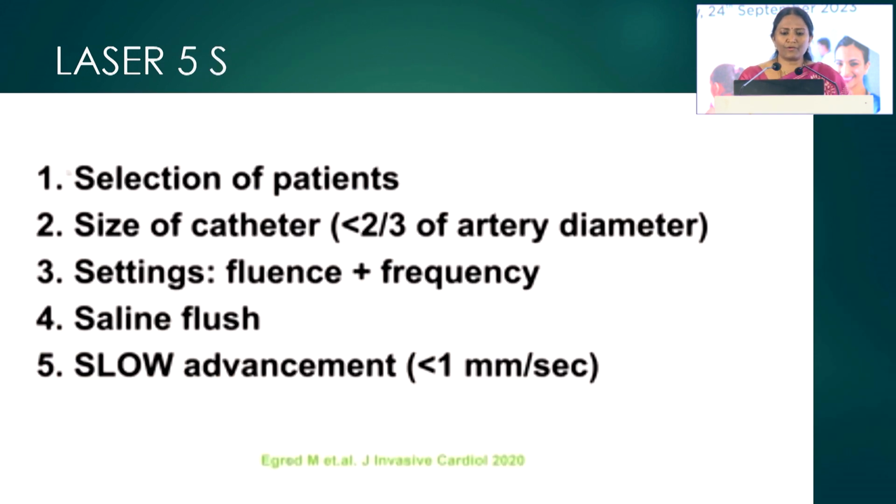So for the success of the laser, the 5 A's are needed: selection of the patient, size of the catheter, which should be less than 2/3 of the artery diameter, and the settings, especially the fluence and the frequency, and a saline flush is needed. In some cases, when we need to break the calcium, we can give a 50% contrast flush also. And also the advancement of the catheter should be very slow, less than 1 millimeter per second, for a good result.